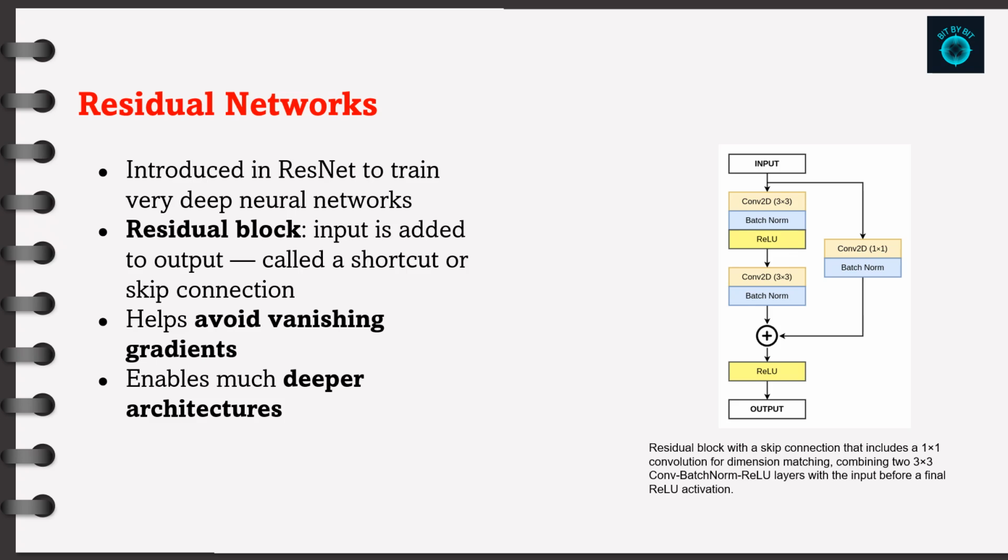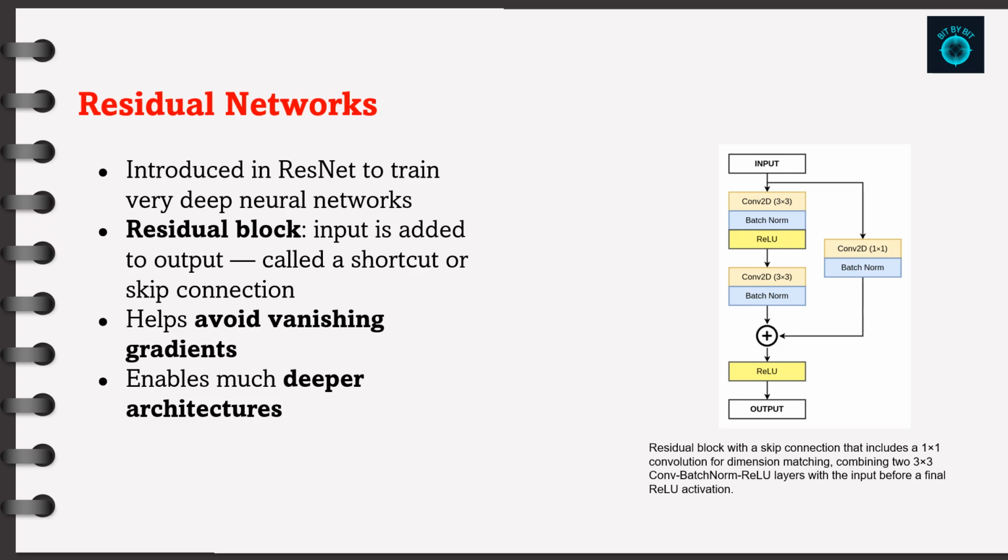Residual networks. Residual networks, or ResNets, were introduced to solve a big problem in deep learning. When networks become very deep, they are harder to train. The gradients shrink during backpropagation, and the model stops learning. This is called the vanishing gradient problem.